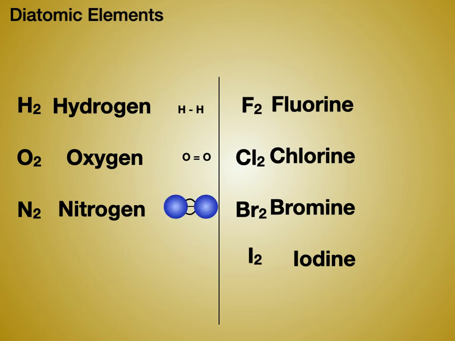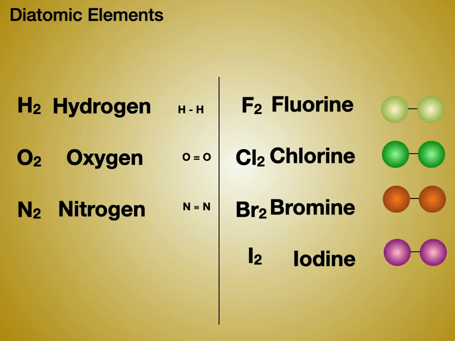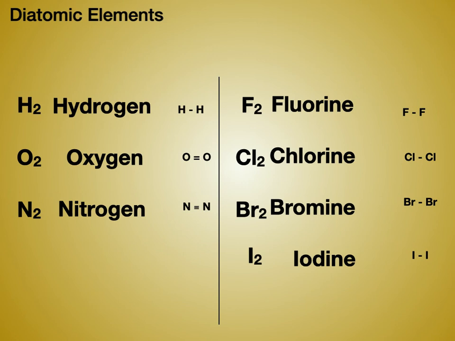Nitrogen, we talked about having a triple covalent bond. That's 3 shared pairs of electrons. We represent it like that, 2 N's with 3 lines between. Now these 4 all work the same way as chlorine did. Because they're all in the same group of the periodic table, they all have 7 electrons in their outer energy level. So there they go: fluorine, chlorine, bromine and iodine.